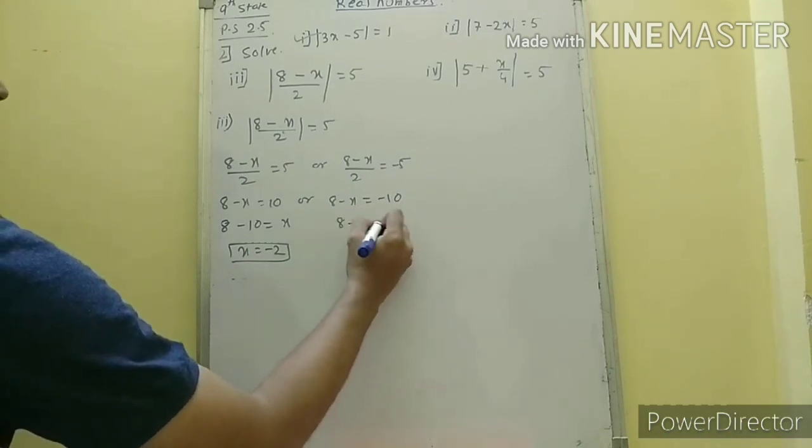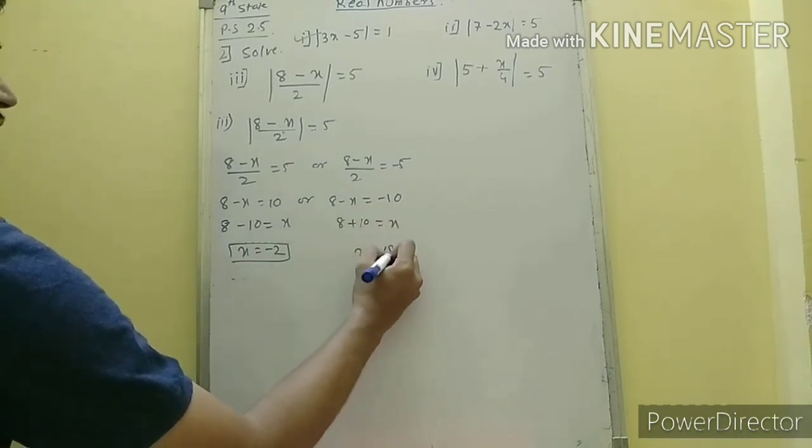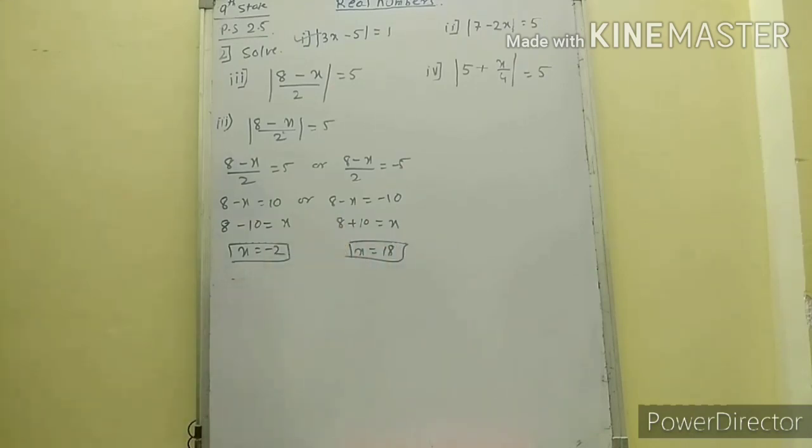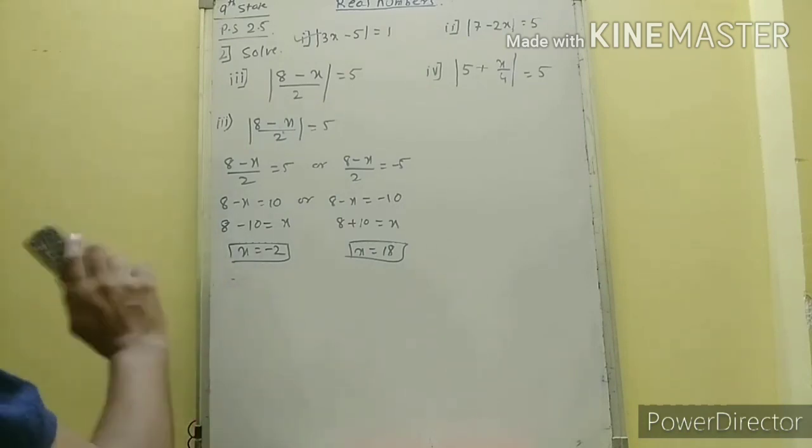Minus 10 will become plus 10. Minus x will become x. So x is equal to minus 2 or x is equal to 18, which is correct. Yes. So now I will move to the next one. Okay, I will erase this.